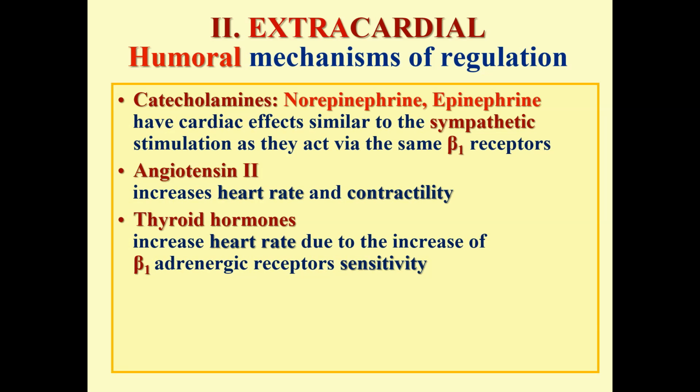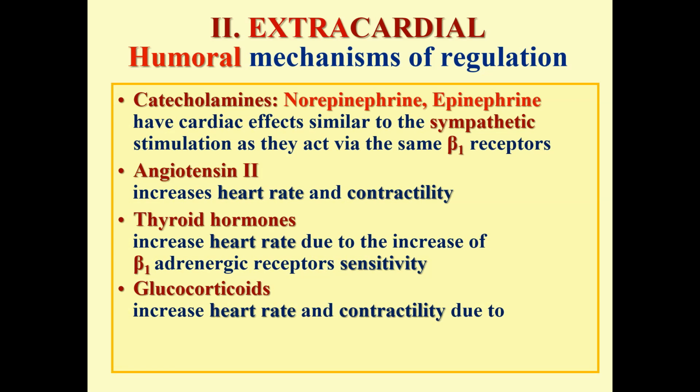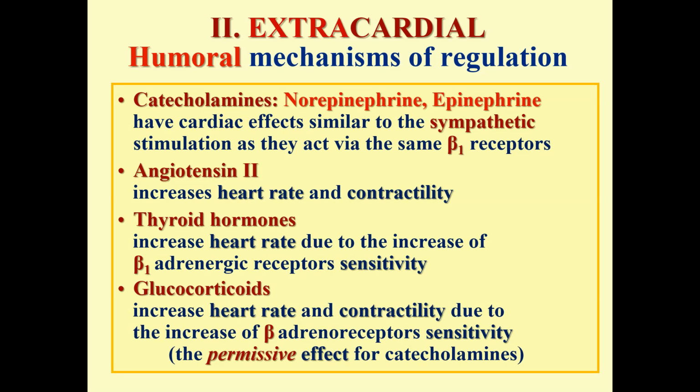And perhaps you remember that another group of hormones has a similar permissive effect, glucocorticoids. They also increase heart rate and contractility because they generally increase the sensitivity of all beta-adrenergic receptors. And so, again, with an excess of glucocorticoids, we can expect higher heart rate and higher blood pressure due to higher contractility of the heart. Both of these last two hormone groups, thyroid and glucocorticoids, produce their stimulating effect on the heart by higher sensitivity of the beta-adrenergic receptors to norepinephrine and epinephrine. These are permissive effects in both cases.